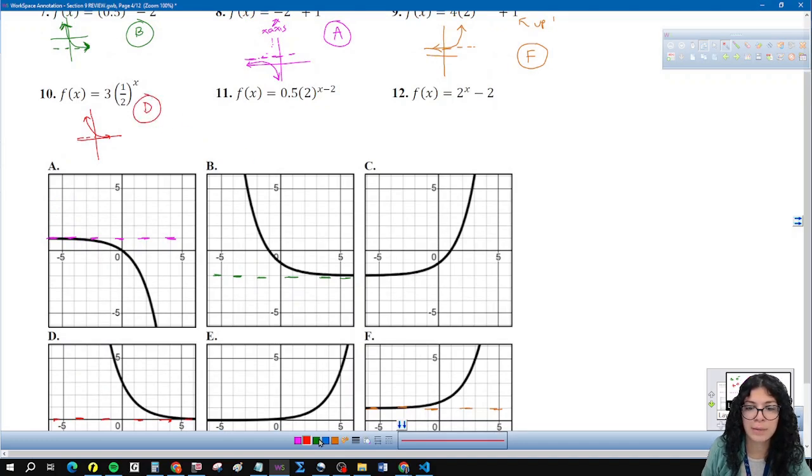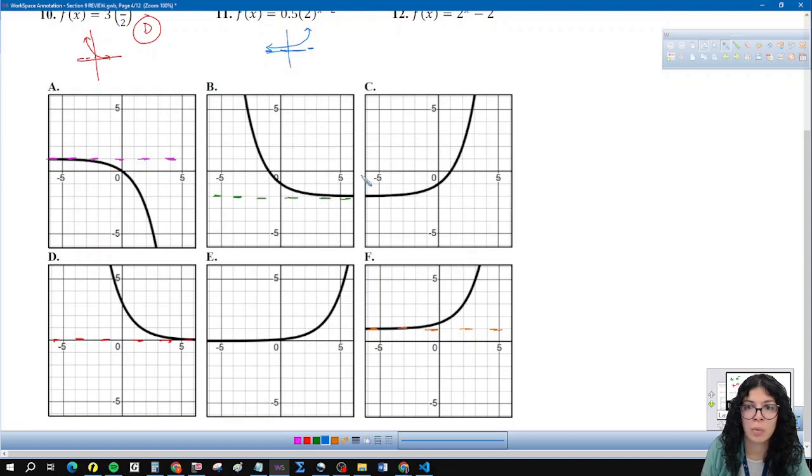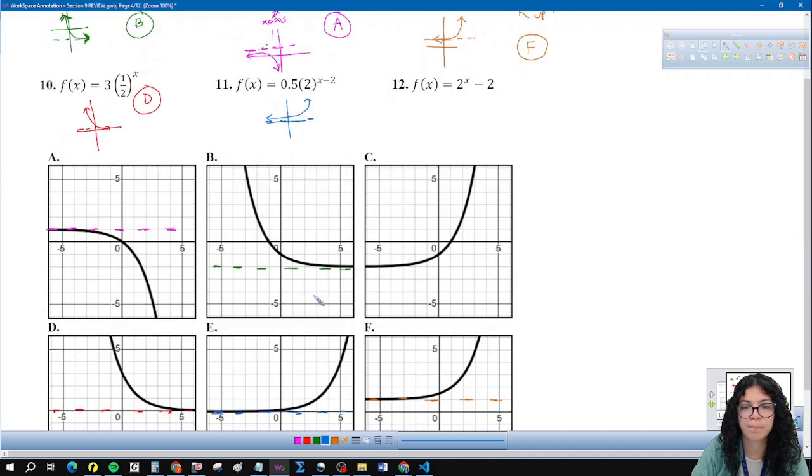Okay, next up, number 11. So number 11 is a growth, and it's shifted to the right 2 units. But it is not shifted up or down at all, so that horizontal asymptote is going to stay right on the x-axis. It's just going to be shifted right a little bit, but it is a growth graph. So that would be E, which has the horizontal asymptote right on the x-axis, and you do see that the graph looks shifted to the right a little bit.